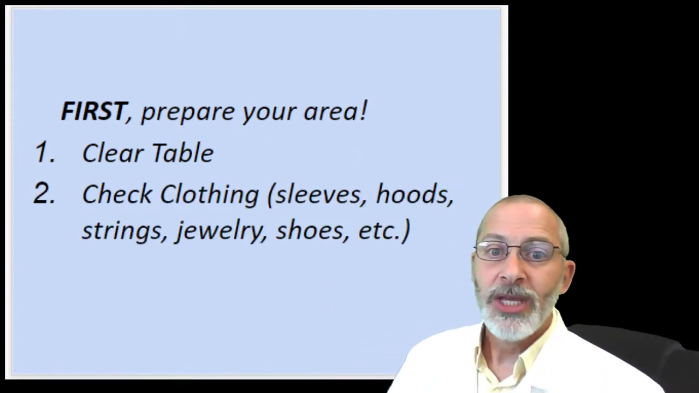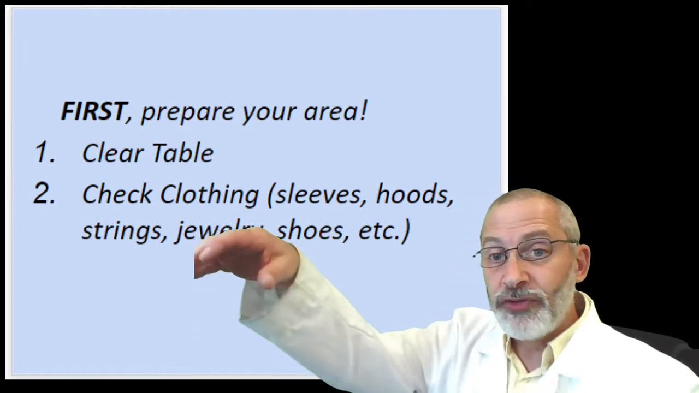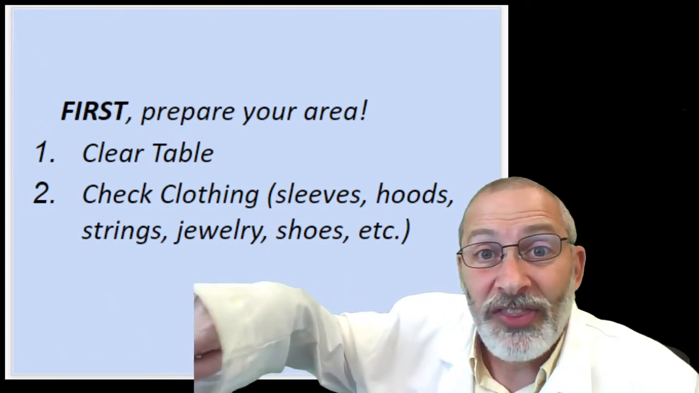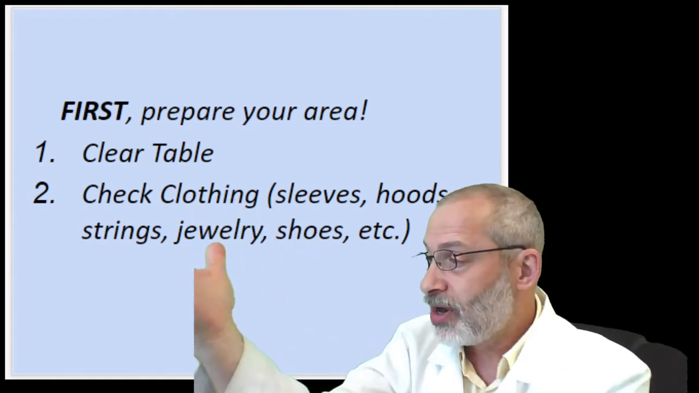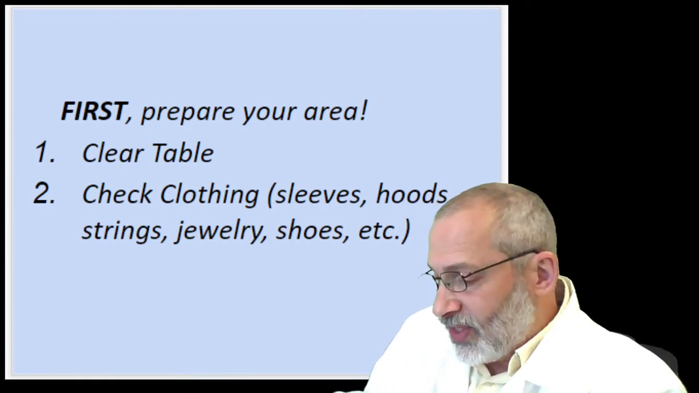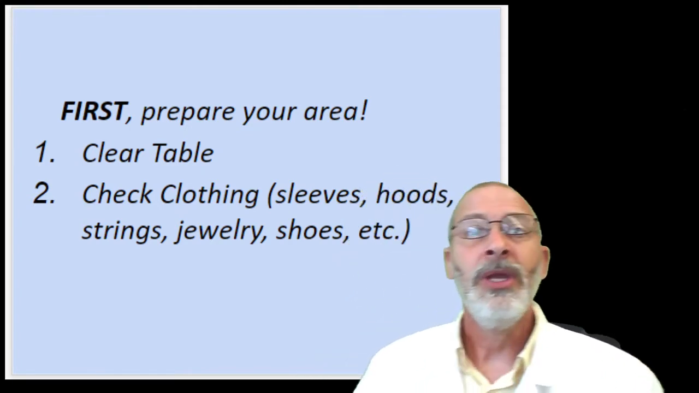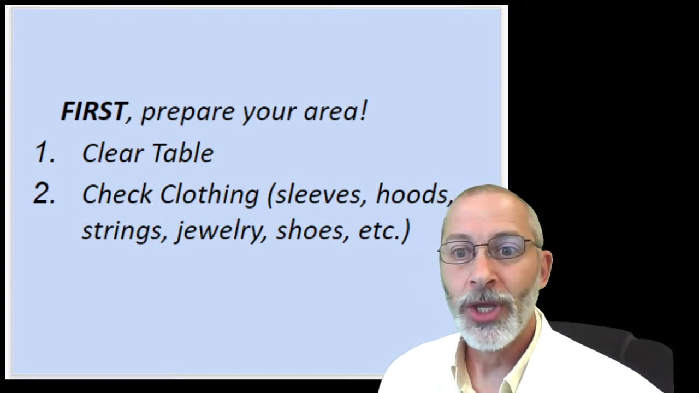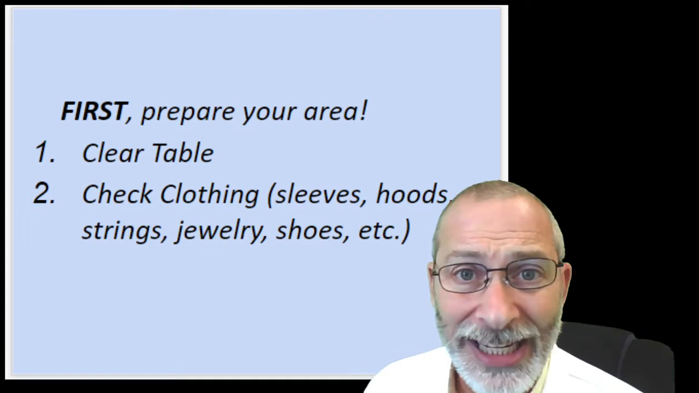Number 2, check your clothing. Check your sleeves. If you've got long, dangly sleeves, not a good thing if you're dealing with chemicals or a Bunsen burner. Make sure your sleeves are at a comfortable length, like to your wrists where they belong. None of these sleeves where your thumb pokes out, not a good idea in labs. A regular shirt is the best type of shirt to wear. No hoods. Hoods and hoodies, never a good idea in the laboratory.